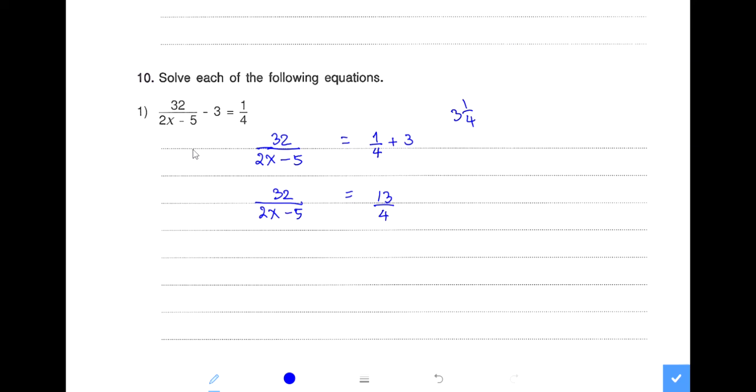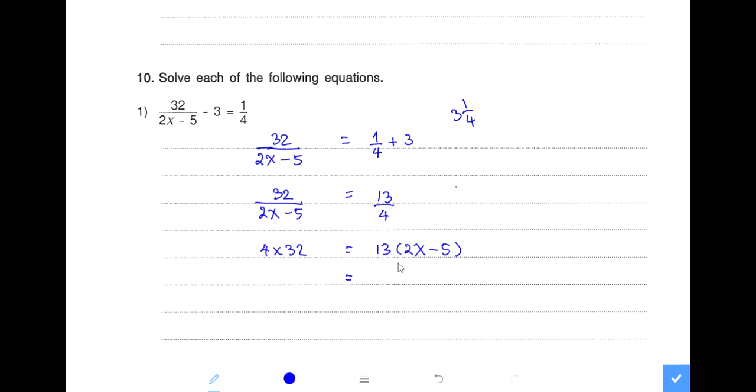Very easy. Next step, let's cross multiply. 4 goes up there, cross multiplied with this one. So you have 4 multiplied with 32, and 1 multiplying it up there, so it's 13 times 2x minus 5 again.